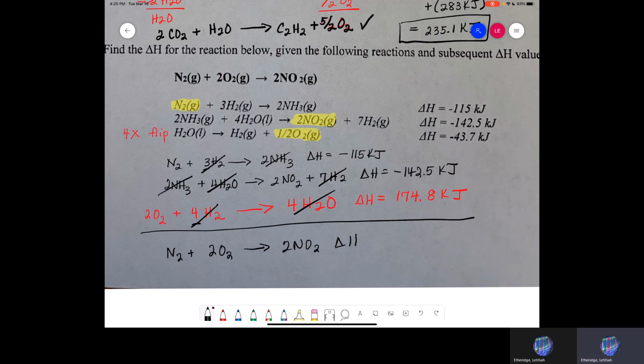Okay, so now that I know that it looks like my original equation, I can add up all of my heats. So I have negative 115 and negative 142.5, and then I have positive 174.8. So that leaves me with an answer of negative 82.7 kilojoules. And that finally is the answer to number 6.